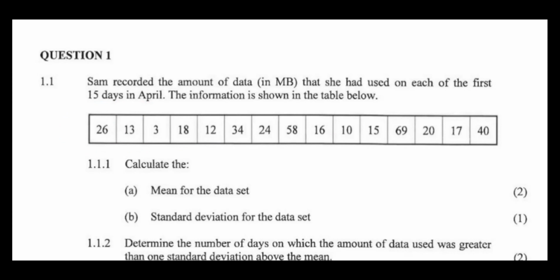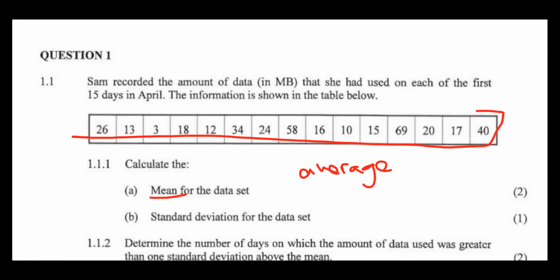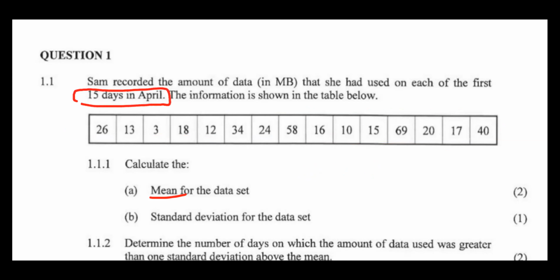Okay, 1.1.1. Calculate the mean for the data set. Now we understand that mean is average, and to work out an average, you can simply add up all the data and divide it by the number of terms. So you add everything up and you divide it by 15, since there were 15 days in April. Go ahead and do that now, please. And then Andile, would you like to give us your answer once you've done this?